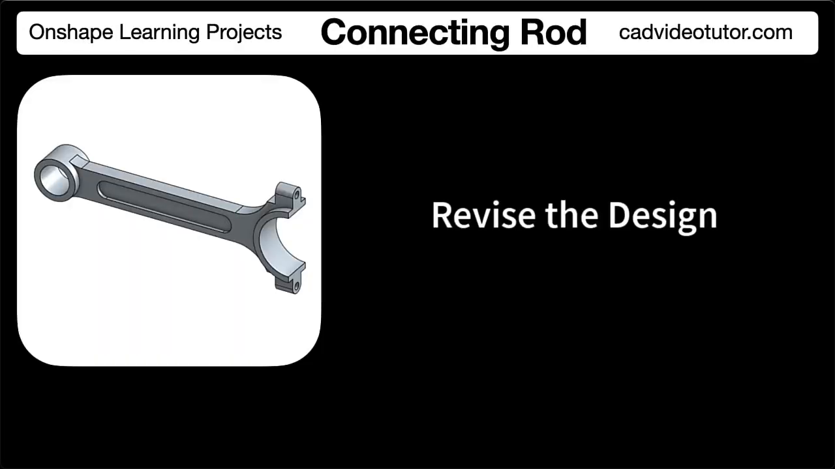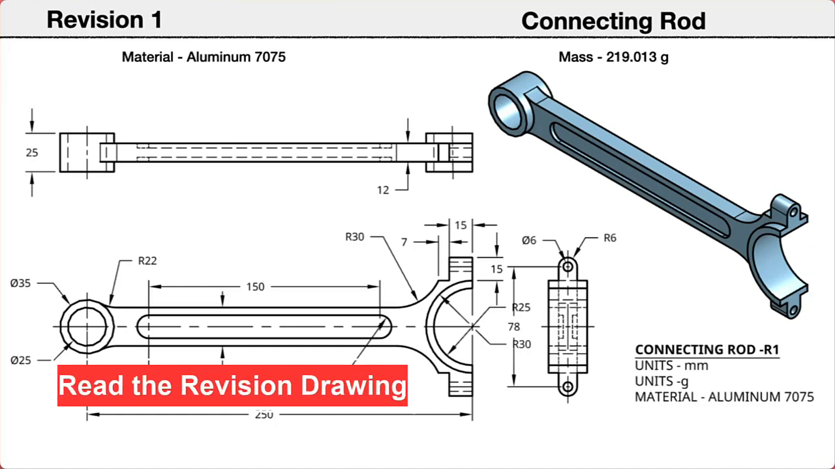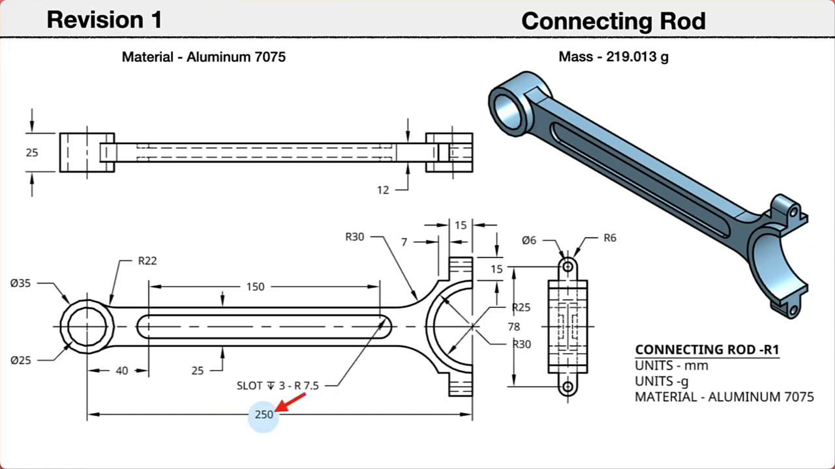In this segment, we will make some revisions to the part and check if our design intent has been applied correctly. We will start by reading the revision drawings to identify the features that will be changed. First, the length of the beam has been increased by 50 mm to 250 mm. With this, the length of the slot on the side of the beam has also been increased by the same amount to 150 mm. The other features have all remained unchanged.